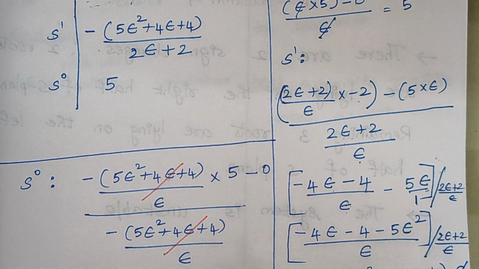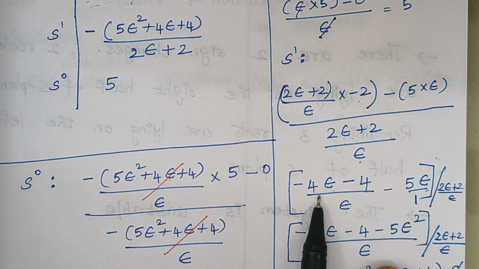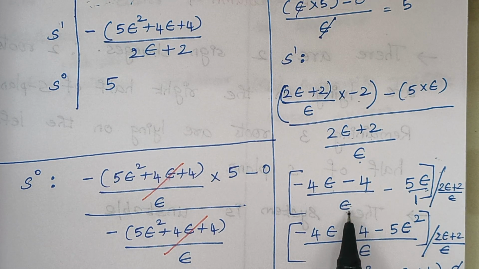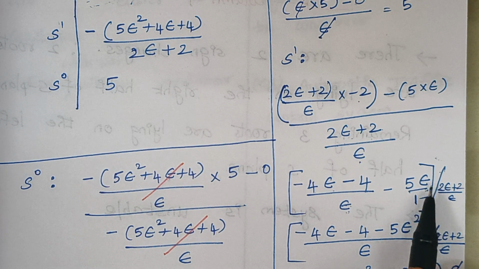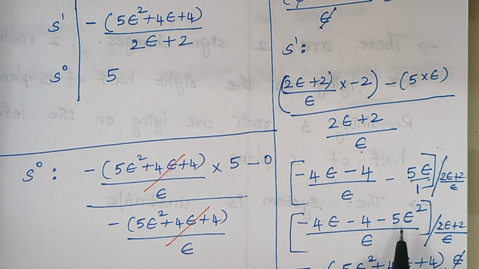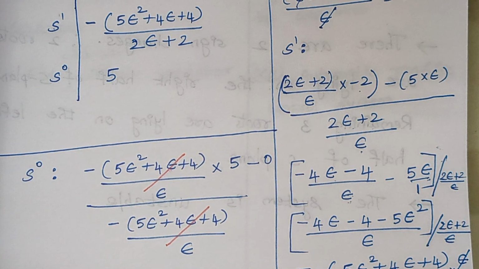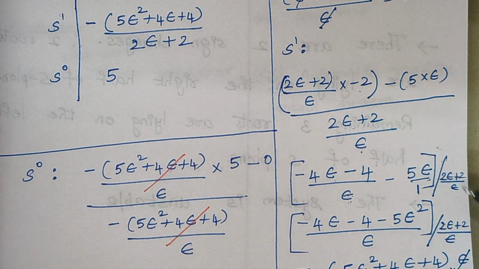So when you take LCM, you see minus 4 epsilon minus 4, and this epsilon gets multiplied with this minus 5 epsilon. So finally here we will be getting minus 5 epsilon square divided by epsilon, and the whole term divided by this 2 epsilon plus 2 by epsilon, right?